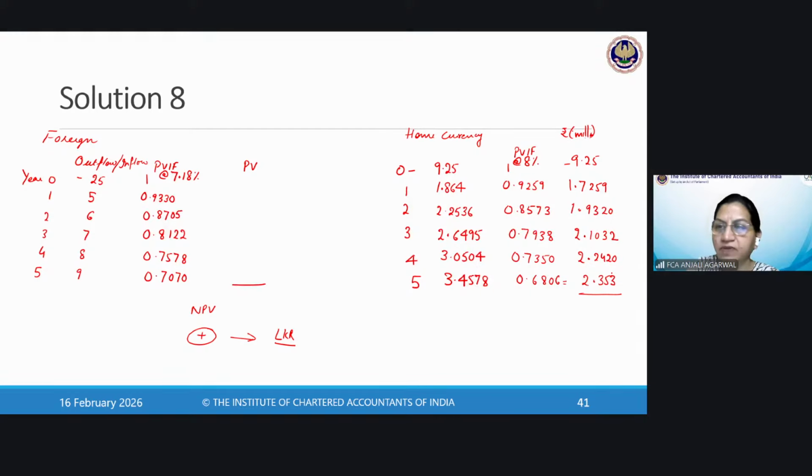So the present value comes out to be 10.35 and the outflow is 9.25. So net positive 1.1060 billion rupee. So as for the home currency, the project is worth accepting. Let us look at the Sri Lankan currency.